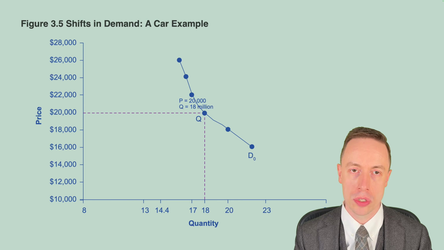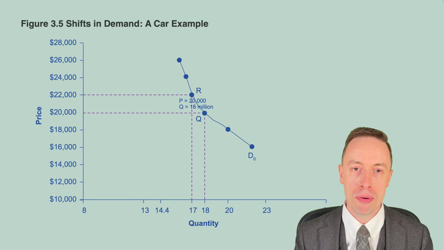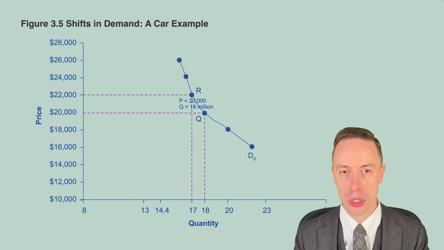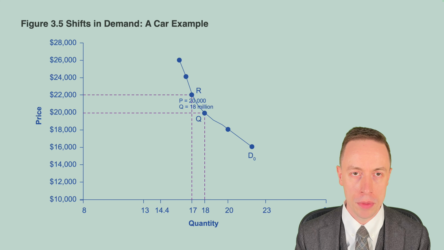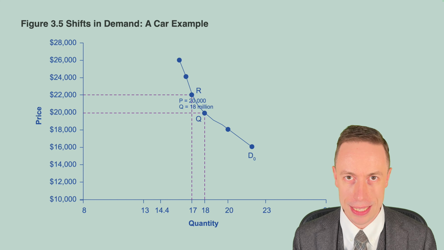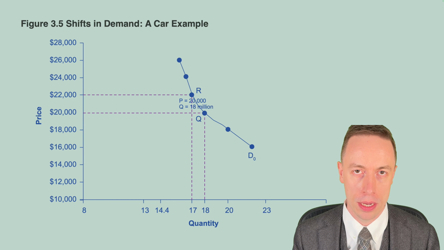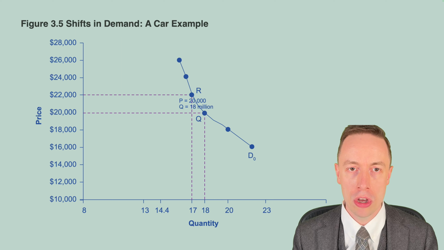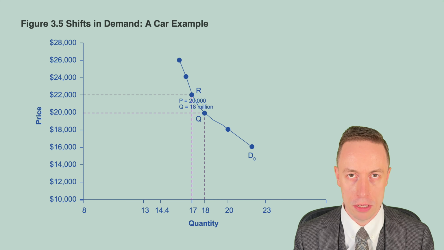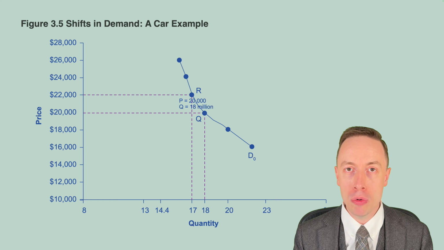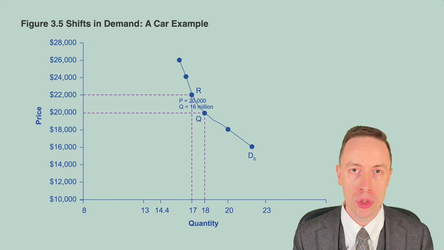Now, first things first, let me remind you, if the price of the product itself changes, like let's say going from point Q to point R here, we would not refer to that as a change in the demand. The demand refers to that entire demand curve. Rather, we are looking at a different point on that demand curve, a different quantity demanded.